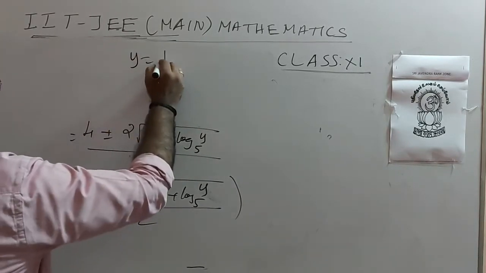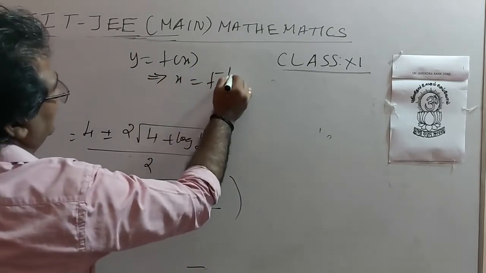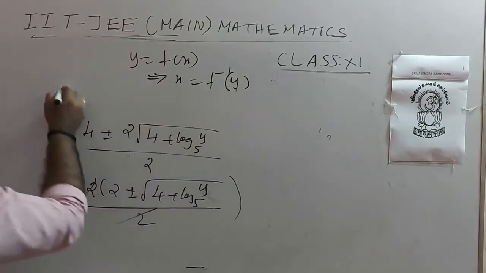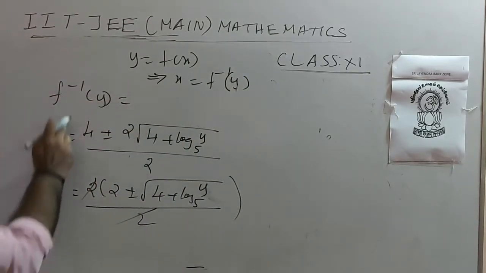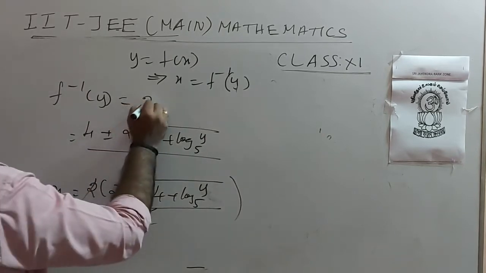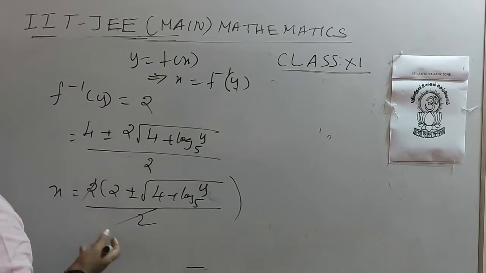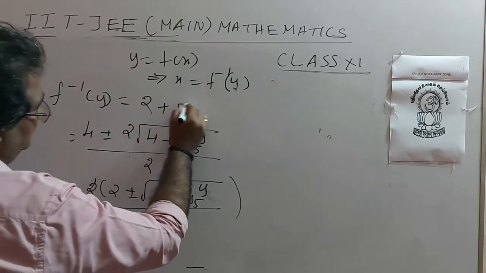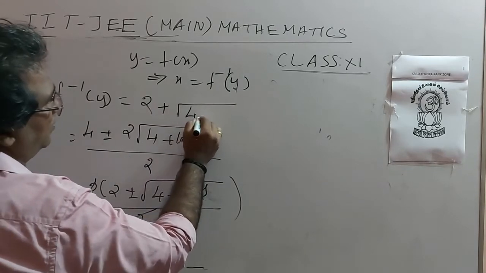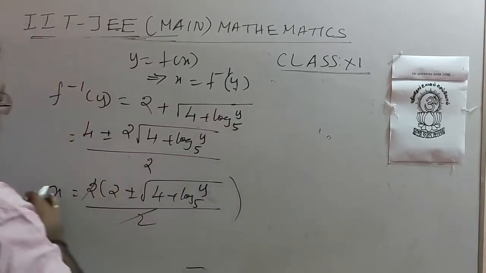So y equals f of x, and x equals f inverse of y. In place of x we take f inverse of y equals 2 plus or minus root. Since the range is 4 to infinity, the minus sign will not exist, so we can take only the positive sign: 2 plus root of 4 plus log y to the base 5.